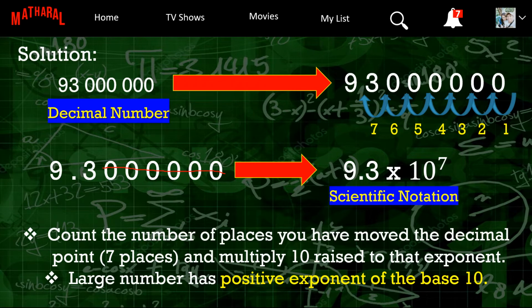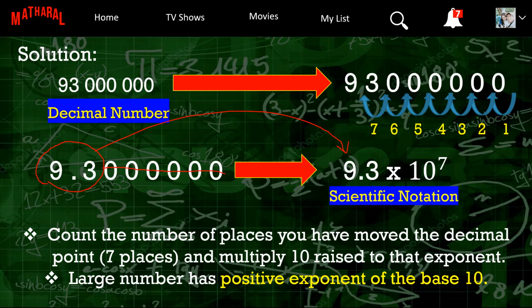Why? Because ito po ang sabi: count the number of places you have moved the decimal point. 7 places po yan. And multiply 10 raised to that exponent. Kaya hindi na po natin isasama yung zeros right after 3. Ang ating kukuhain lang po dyan ay yung 9.3. So, 9.3 times 10 raised to the 7th power. Bakit 7? There are 7 movements of the decimal point here, tulad po ng ginawa natin nung una.